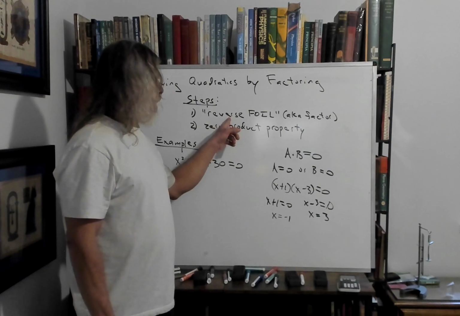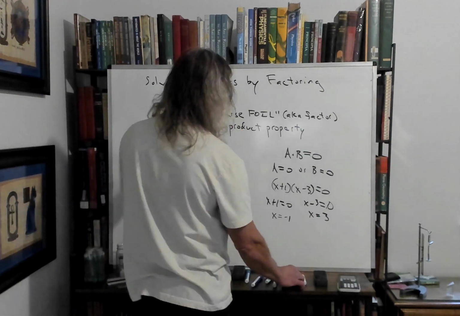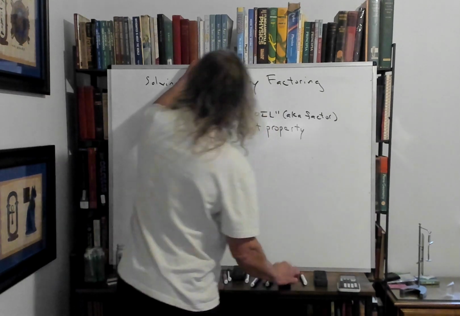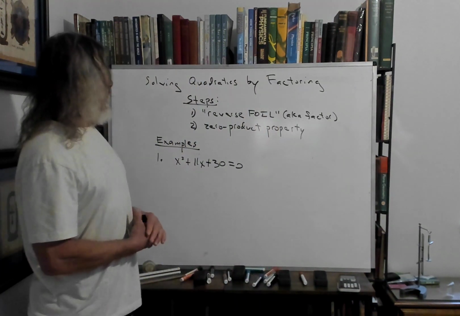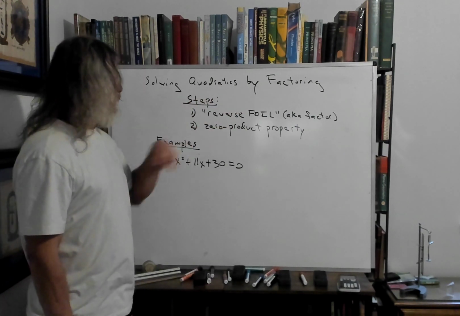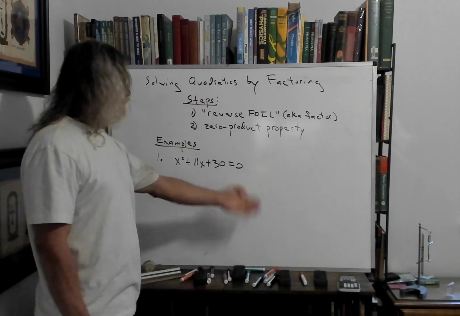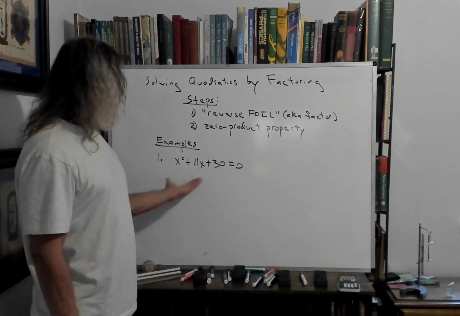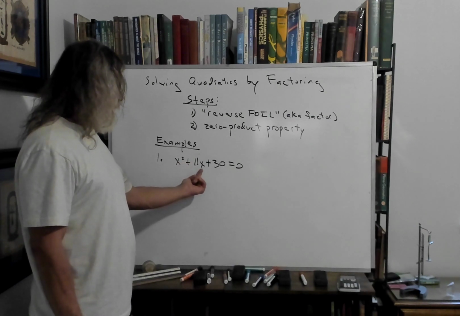We've practiced factoring a lot. Now I say we can bring these together. So, solving quadratics by factoring, the steps are reverse FOIL, like factor, and then use the zero product property. So we got this equal to 0. We've got to solve for x. We can't just square root to solve it, in this case, because we have an x here.